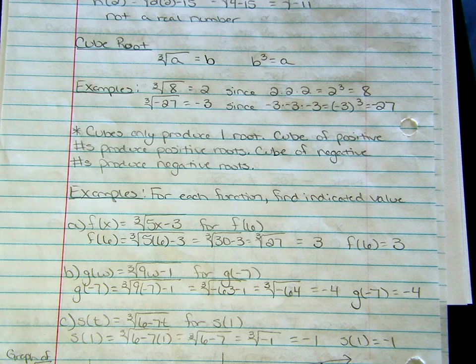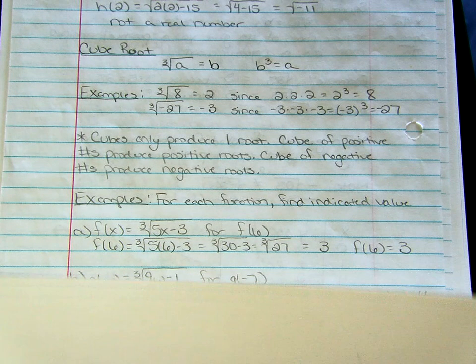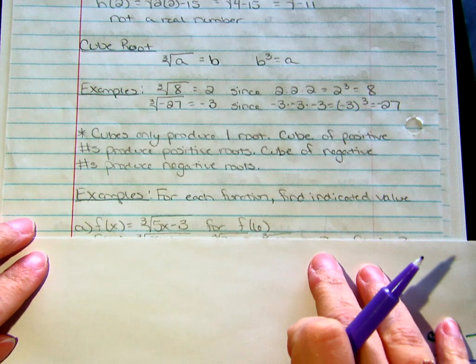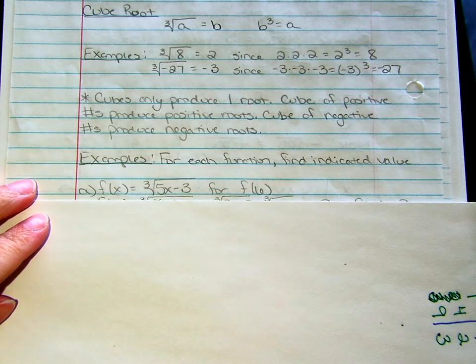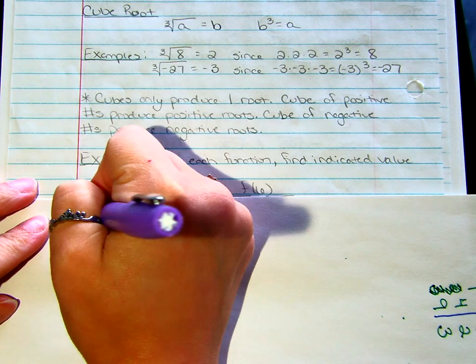Are there any questions on how cube roots work before we do our plug and chug style problems with cube roots? So even if it's a cube root, we're going to do the exact same process that we did with our square root. If it gives us the function and then asks us to find the indicated value, it's a plug and chug. It's just this time, if we have a negative under the radical, it doesn't mean we can't do it.